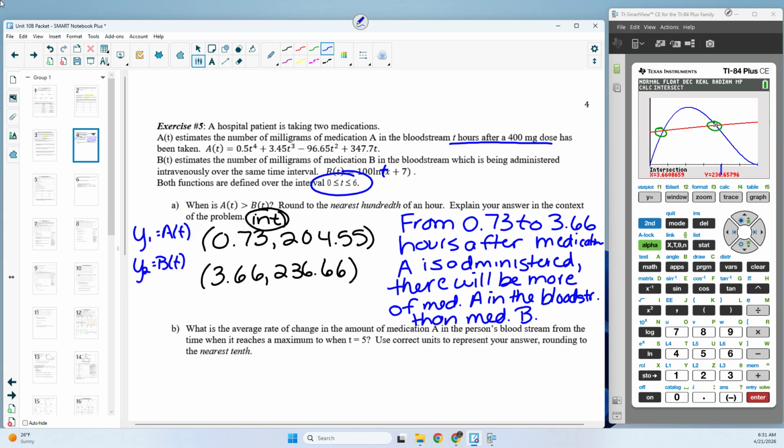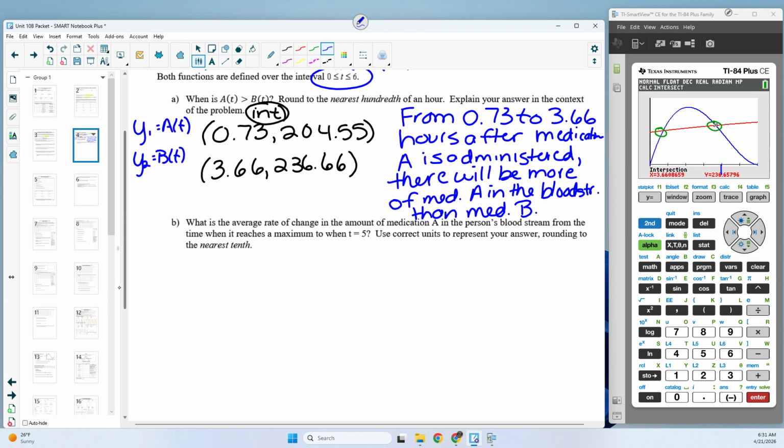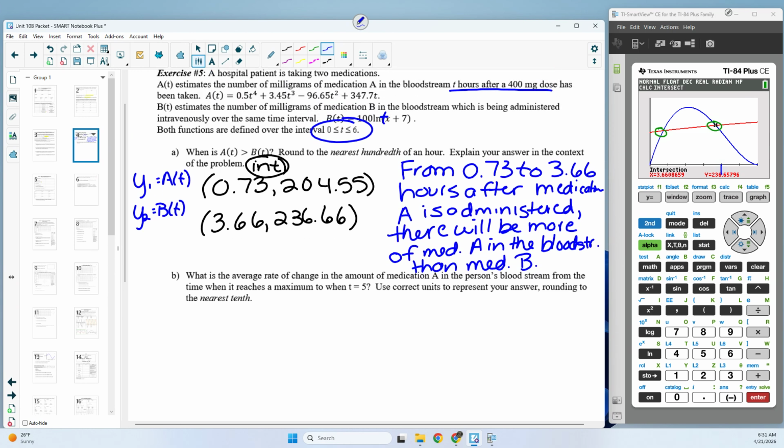So we have another question for this one, and this is just going to get into some other stuff that we do with graphs that we maybe haven't done in a little while. So this says, what is the average rate of change in the amount of medication A in the person's bloodstream from the time when it reaches a maximum to where T equals 5? So I'm finding the average rate of change from here, where it reaches a maximum.